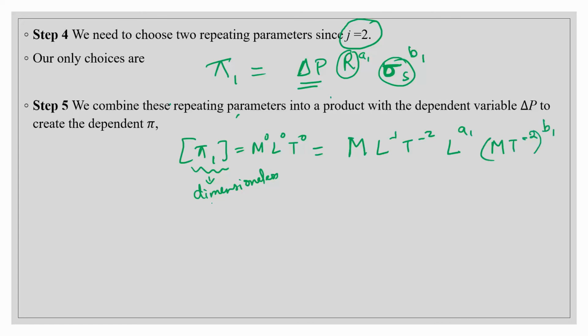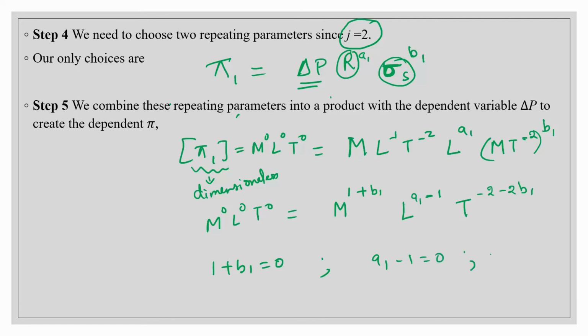Now we have to equate the exponents. I can write the exponent of m as 1 plus b1, the exponent of l as a1 minus 1, and the exponent of t as minus 2 b1. So equating both sides, what will I get? I will get 1 plus b1 equal to 0, a1 minus 1 equal to 0, and minus 2 b1 equal to 0. So this gives you b1 equal to minus 1 and a1 equal to 1.